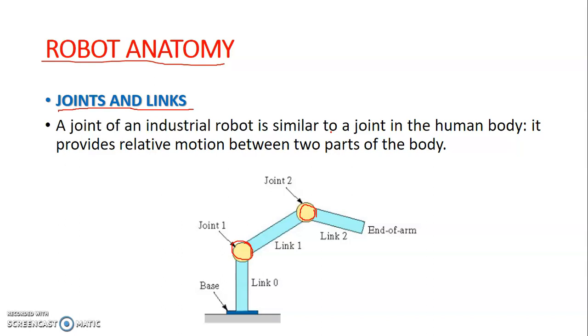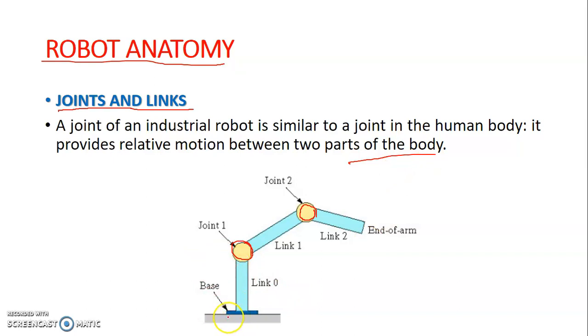In the industrial robot, like in the human body, a joint provides relative motion between two parts of the body. If you have two parts, those parts can have relative motion due to the joints. Like this, in the robot also we have joints and links, and those joints and links can have relative motion. So that is the main anatomy of the industrial robot: joints and links.